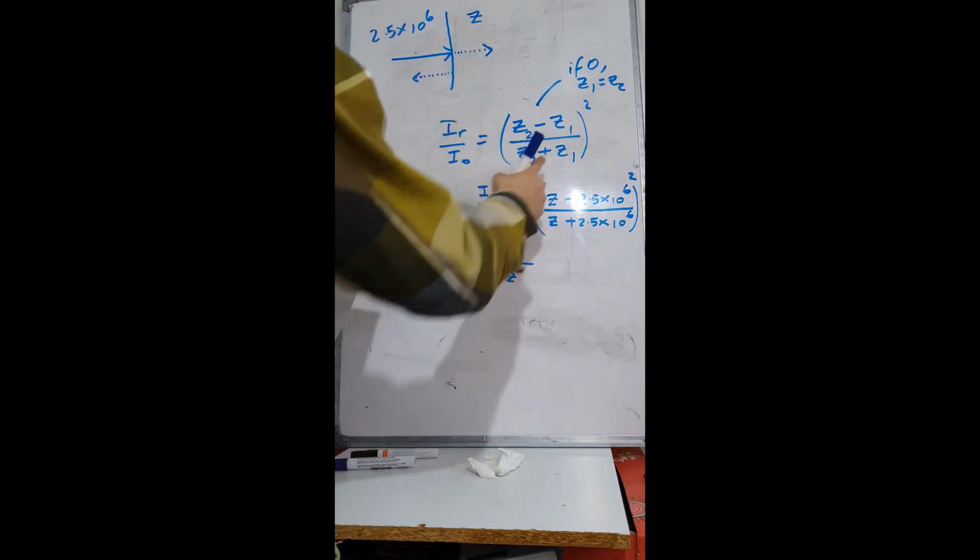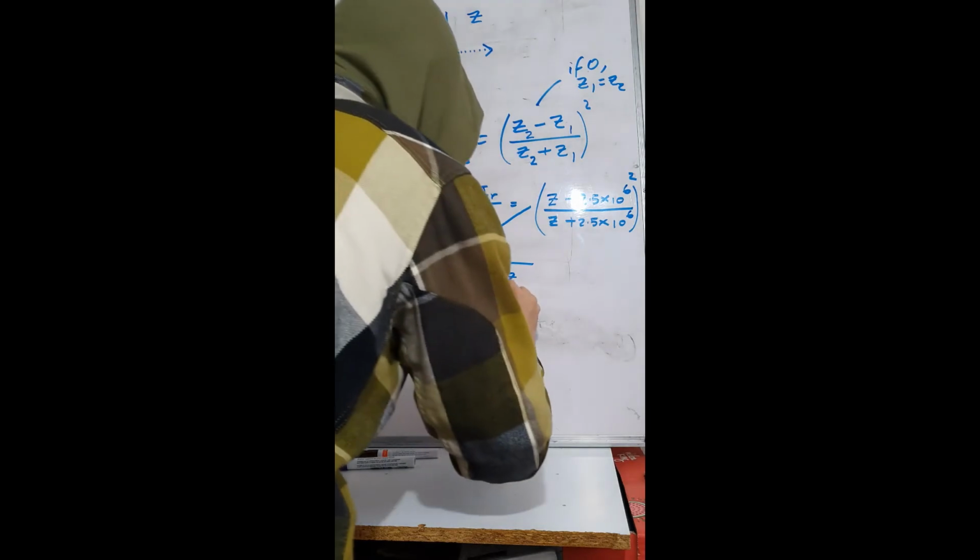Okay, so how would you write this down then? Number one, you write down the equation. The equation is this.